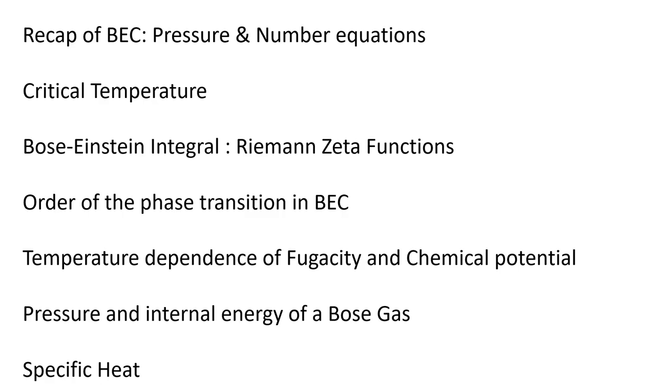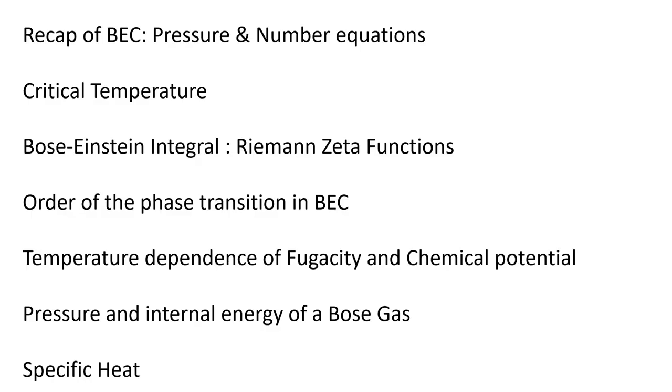Now we'll recall them just once, and then go on to discuss the critical temperature. That's the temperature below which such a condensate occurs, and above that is an ideal Bose gas with no condensation, which means that at temperature T greater than TC, the bosons can occupy all the available energy states and there's no condensation. The third thing that we'll do is discuss in brief the Bose-Einstein integrals and the Riemann zeta functions, which are very important in this case because there's a particular Riemann zeta function which puts a restriction on the number of particles. And the pressure expression also involves another Riemann zeta function.